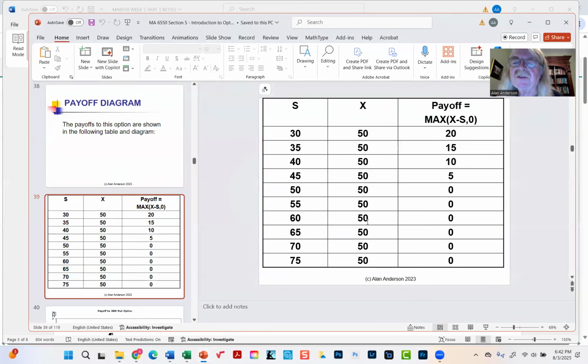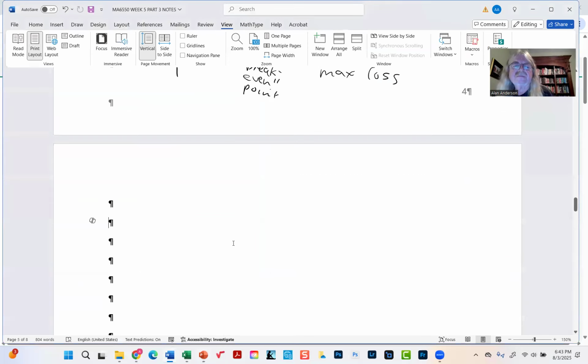Now, here's what we have to think about, though. This is something we've kind of neglected up to this point. In order for there to be a buyer, there has to be a seller. Like with the forward contracts, remember, there's a long and a short. Same thing with futures contracts. That has to be true here too.